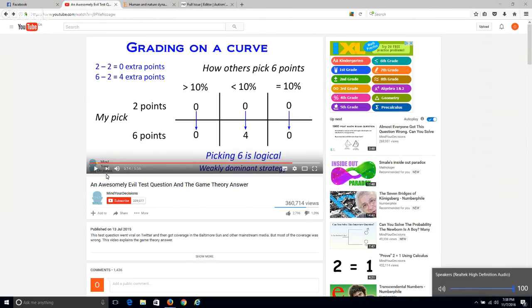The group outcome sort of says, oh, you pick 6, you're selfish. But that's not really the case. I think it should be your decision to pick 6, and that's the logical thing to do.